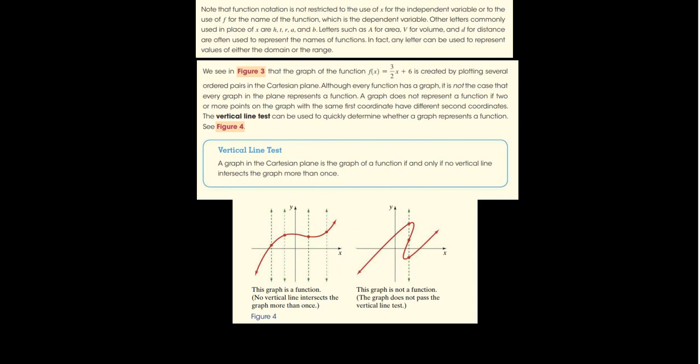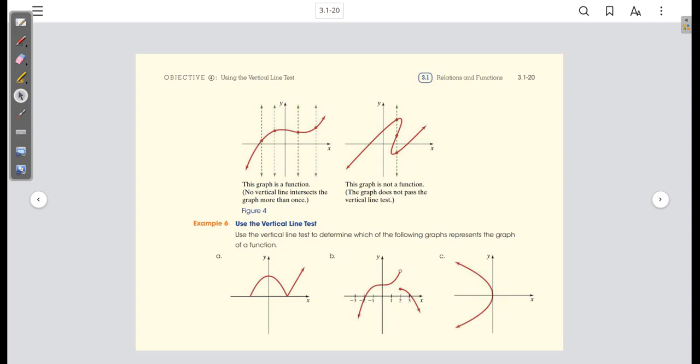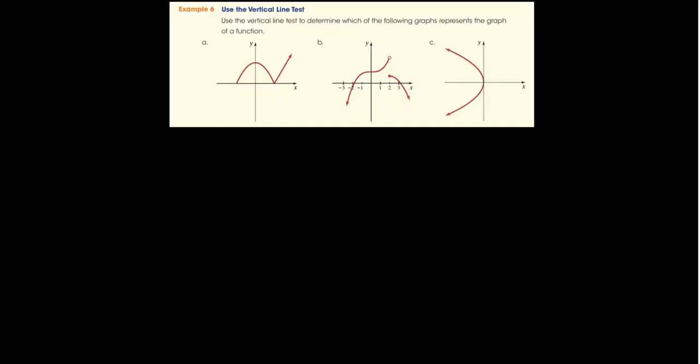Okay, so let's go ahead and look at this. New page. Use the vertical line test. So looking at this graph, A, B, and C. Is A a function? Well, if I were to just take a vertical line everywhere, it looks like a function to me, right? So yes.